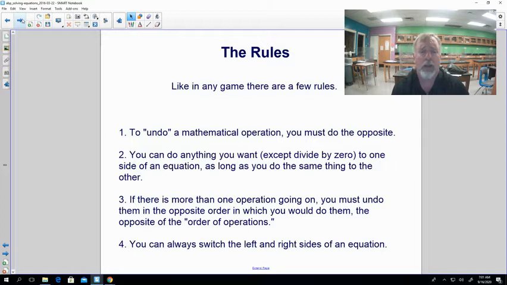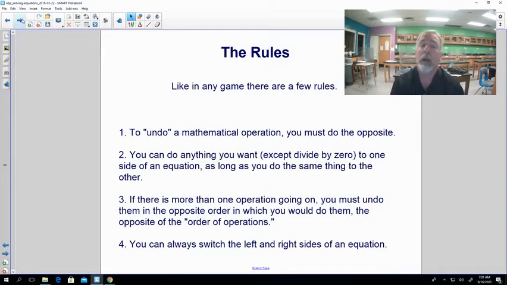I mean, hopefully that doesn't sound too strange. And what I mean by the opposite, that if you're multiplying something, then the opposite is division. If you're dividing, the opposite is multiplication. If you add something, the opposite is subtraction. If you subtract something, the opposite is addition. So that's what I mean by opposites. Each one of those operations, multiplication, division, addition, subtraction, has an opposite.